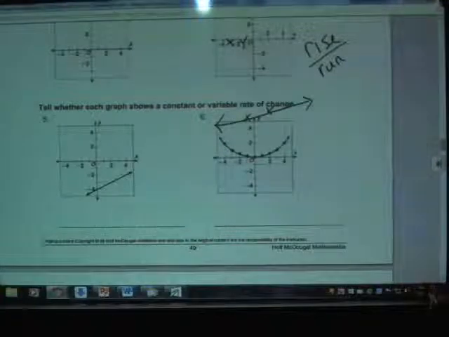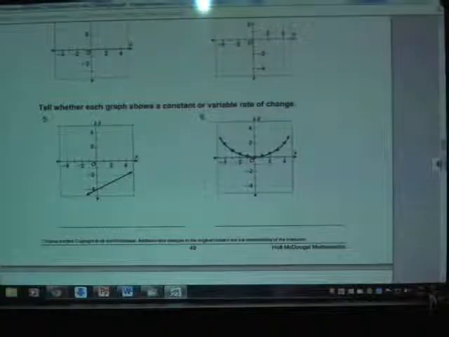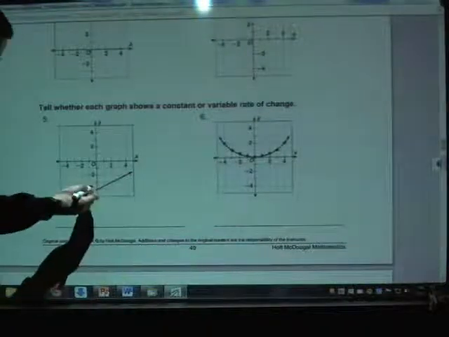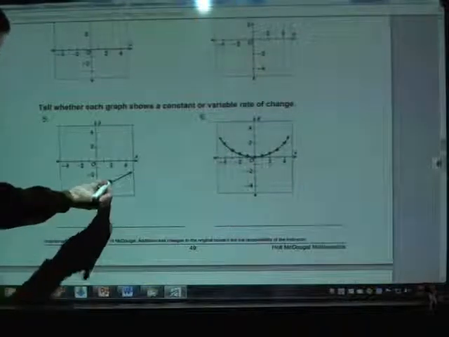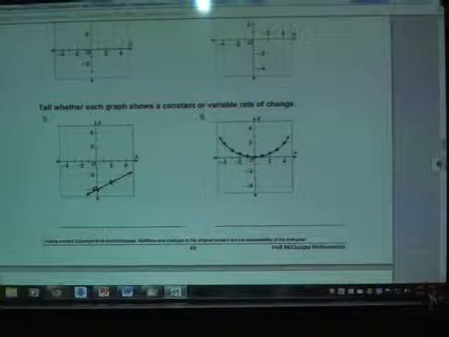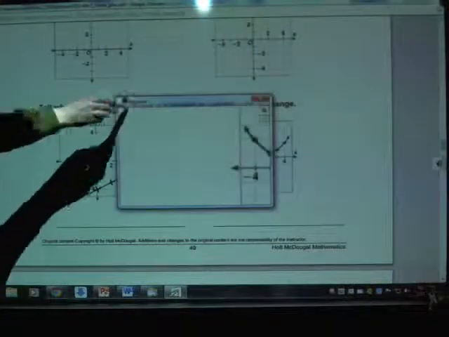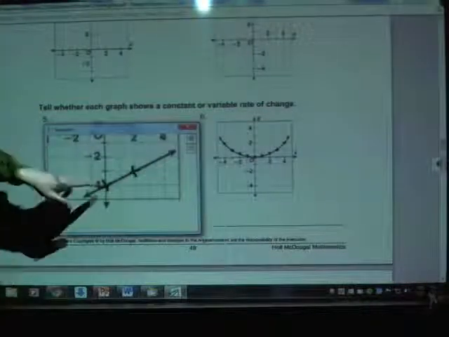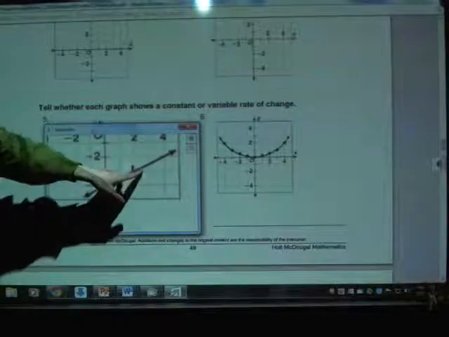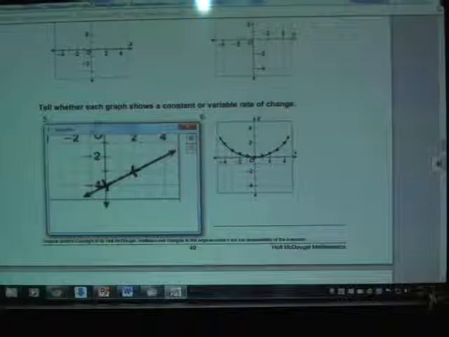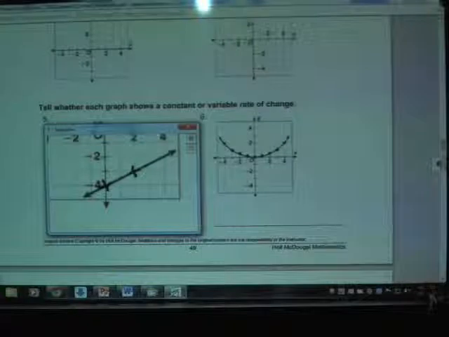All right, so if we look at number 5, and they're asking me to find constant or variable, let's pick some points. We don't really have to work this hard because we know what the answer is going to be. But let's say I want to go from here to here. To go from this point to this point, I have to go up 1 and right 2. So the slope there would be 1 over 2. That slope now has to be the same no matter where I look at this line.